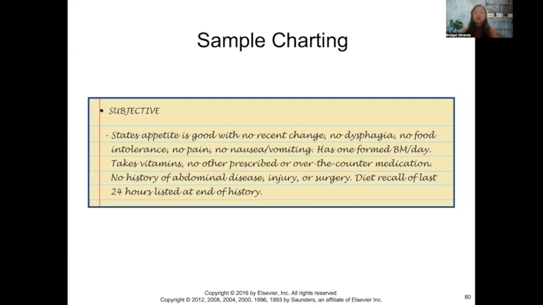And you can talk about their diet as well, the last 24 hours, and you can put, eats all food groups, or whatever that diet history is. You can list that here in the subjective. So a little bit more extensive than what you see here is what's expected in your charting. Go through thoroughly and ask in that interview with your patient today or your partner, and use this as a framework to do that.